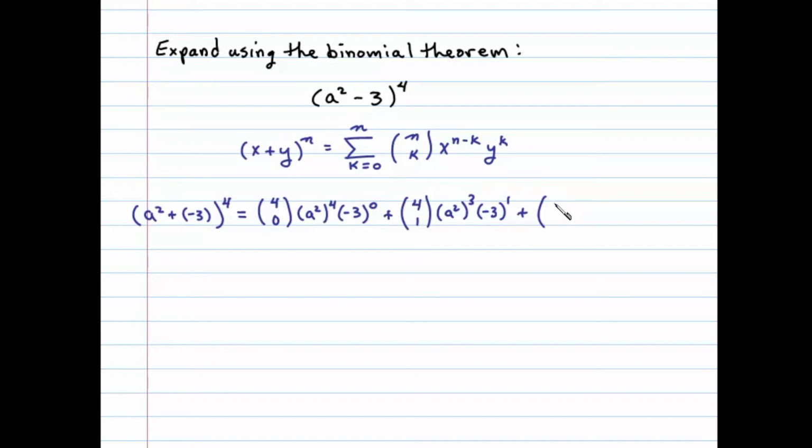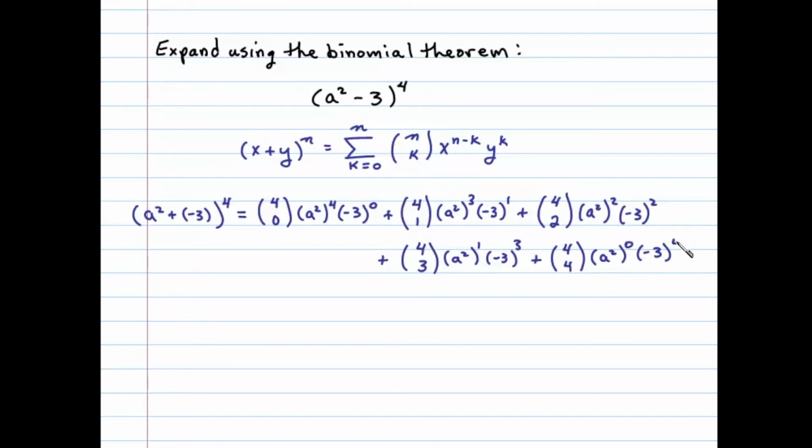Now the third term is 4 choose 2 times a squared squared times negative 3 squared, plus 4 choose 3 times a squared to the 1 power times negative 3 to the third power. And then finally, for the last term in the expansion here, we have 4 choose 4, where k is 4, times a squared to the 0 power times negative 3 to the fourth power.